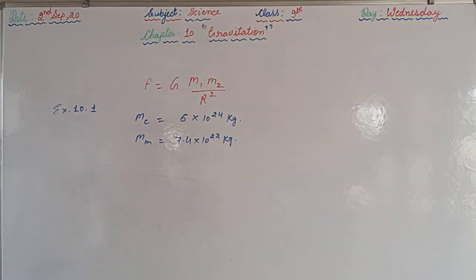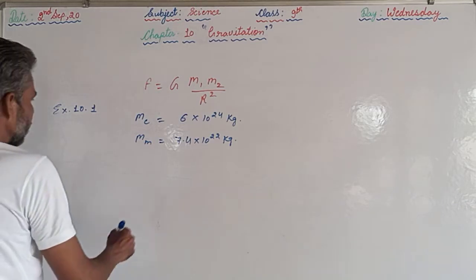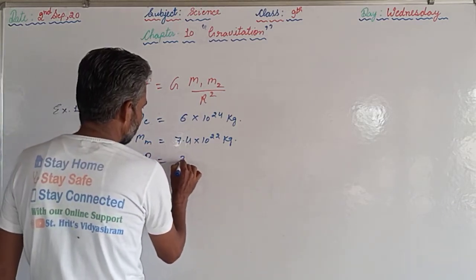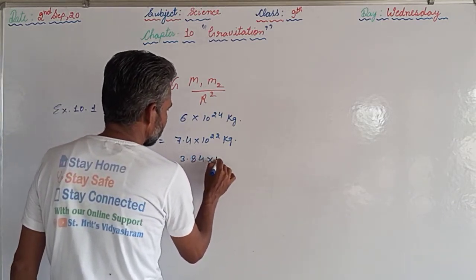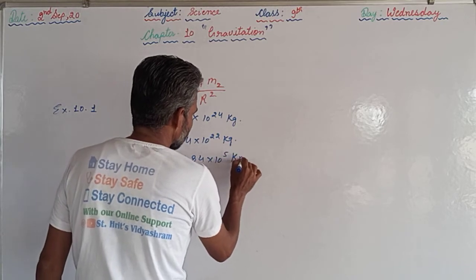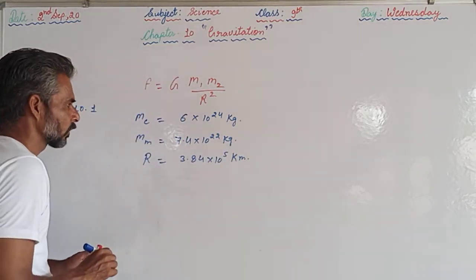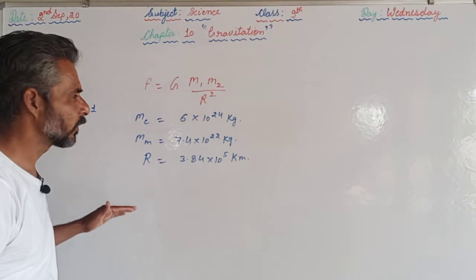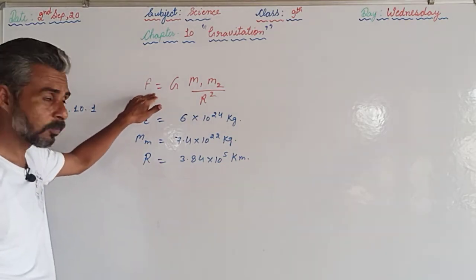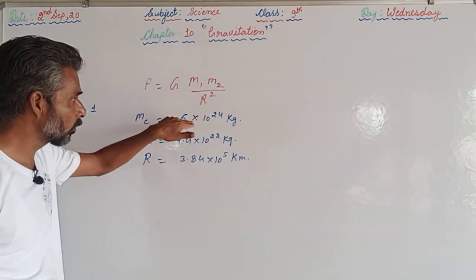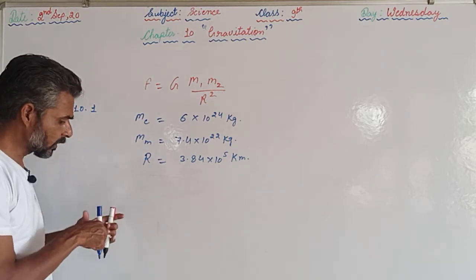We should check what is given in the question. That is the same thing is given in the question, and the distance between the centers of earth and moon is 3.84 into 10 raised to power 5 kilometers. Now we are supposed to find the force between them. So we are supposed to use the same formula, that is F is equal to G m1 m2 upon r square.